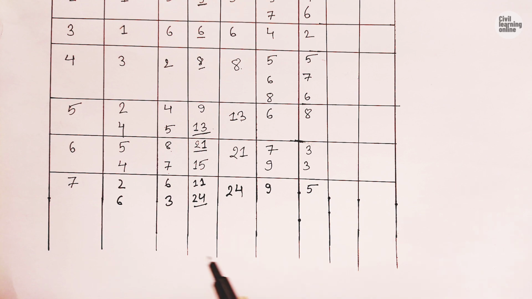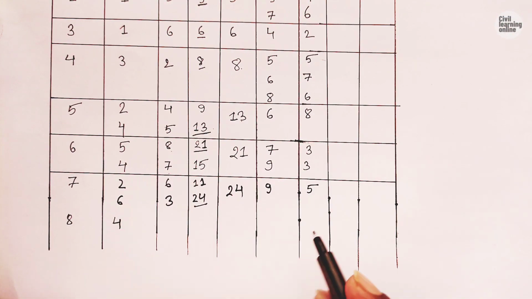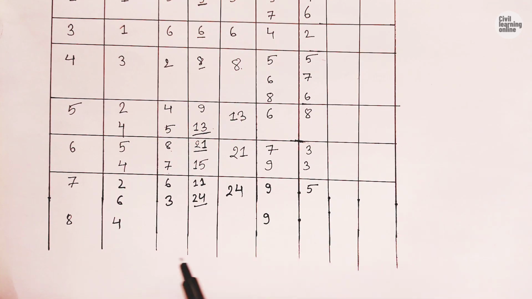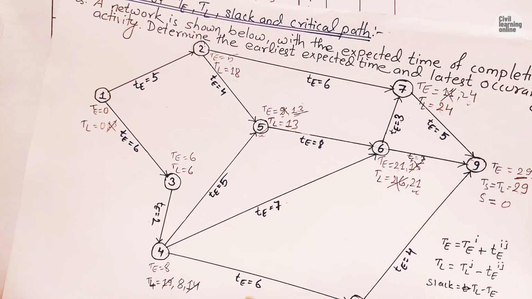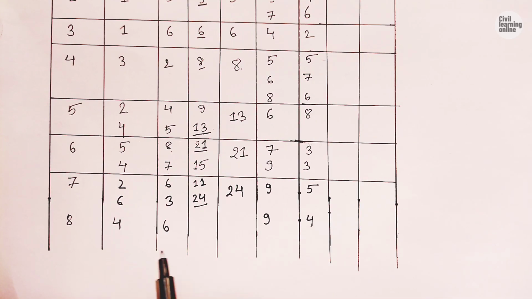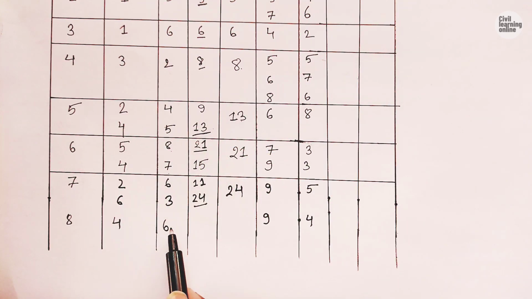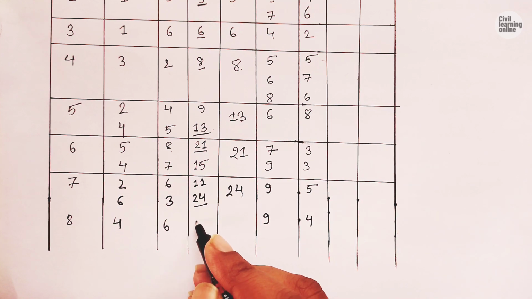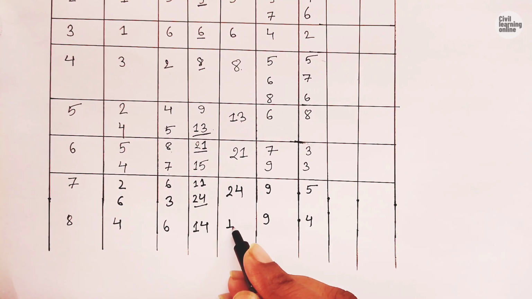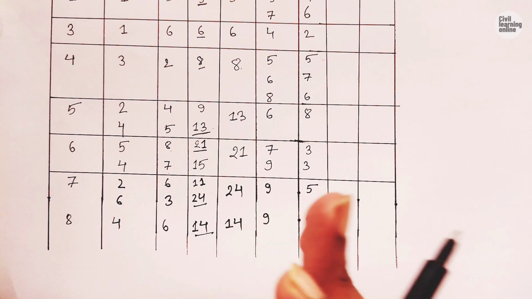Now talking about event 8, event 8 has one predecessor and one successor, one predecessor that is 4, one successor that is 9, and the duration is 6 and 4. Now we have event 4, so the earliest expected time of event 4 is 8, 8 plus 6 is going to be 14, and the earliest expected time of event 8 is going to be 14 because it is maximum, there are no extra predecessors of event 8.